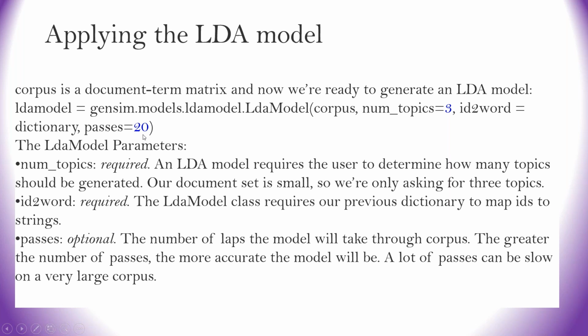And passes is nothing but the number of times the model needs to go through the corpus again and again, like an iterative process. You are giving this as a number. If you go with a lot of passes, it can be slow on a very large corpus, because as the corpus becomes big, every pass takes more, so it takes longer to execute. The greater the number of passes, the more accurate the model or results. But we need to see what our corpus level is also. So these are some of the considerations when we apply the LDA model.